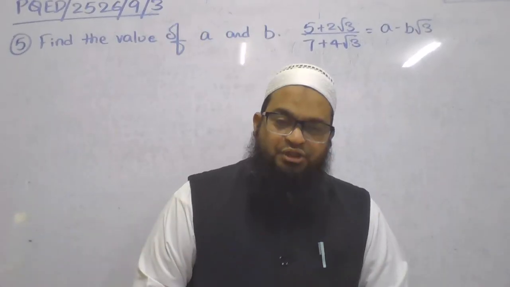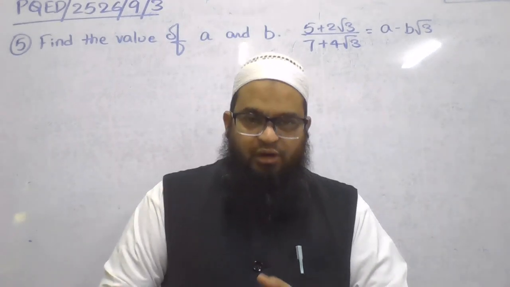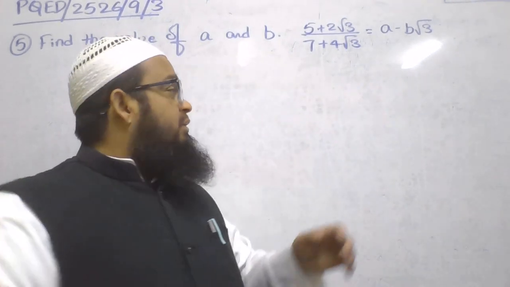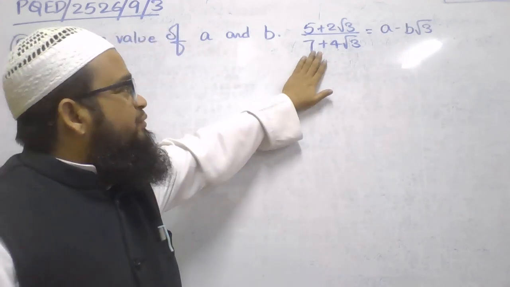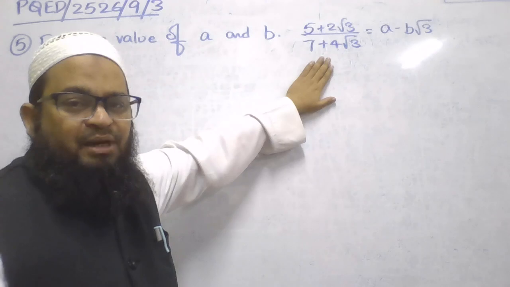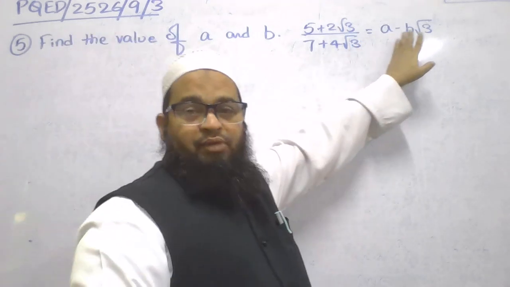This is a good question. Okay, find the value of a and b. You have to find the value of a and b. Where are a and b? A and b are given over here. And what is the question? 5 plus 2 root 3 divided by 7 plus 4 root 3. You have to find a and b.